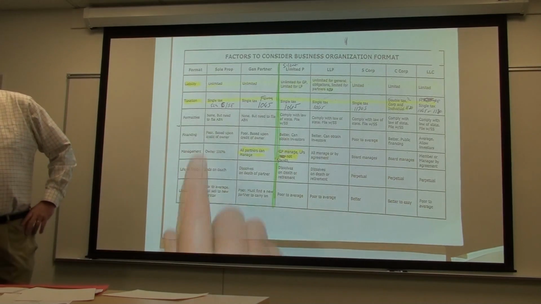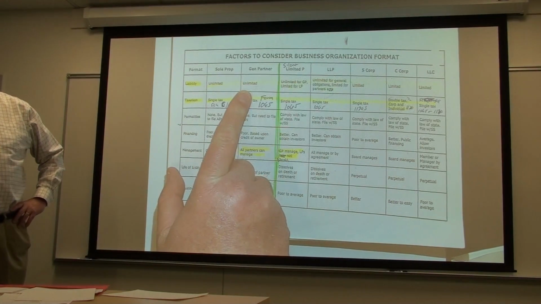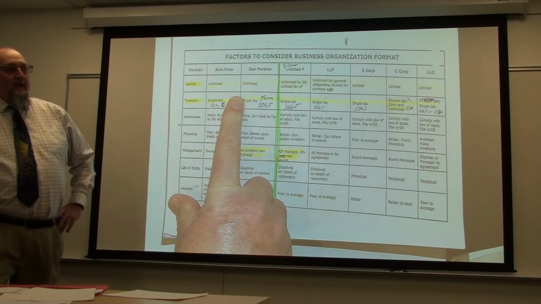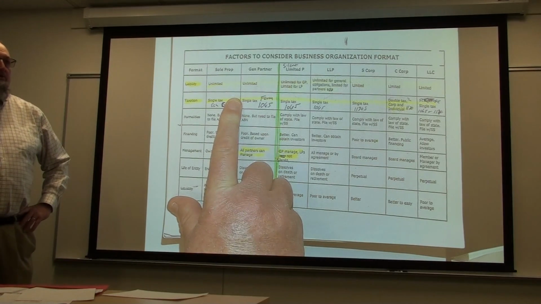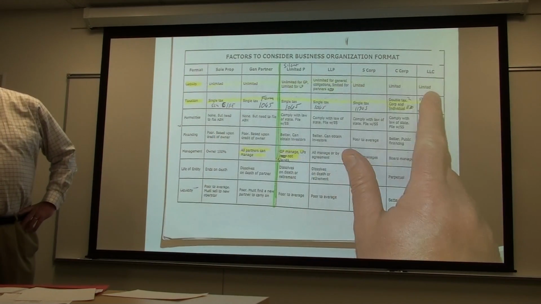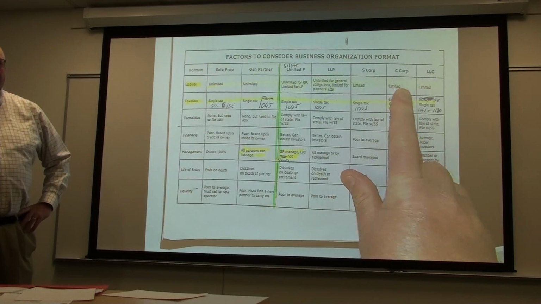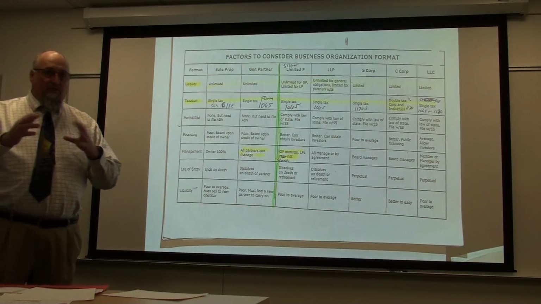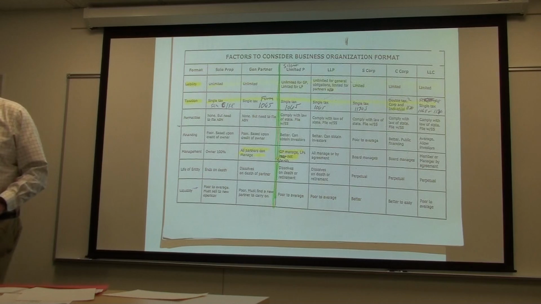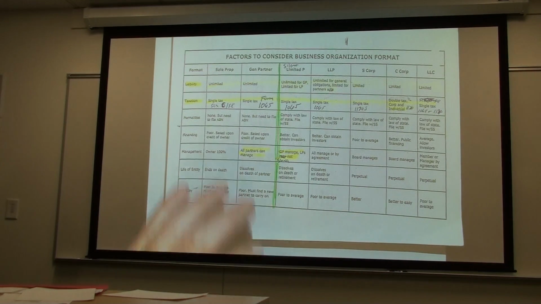So whenever I say unlimited, that means there's no protection. You as the owner have complete liability exposure. And then where I have limited, that means there is protection, and then in between there's sort of a combination of the two. So let me just kind of show you what I'm talking about here.